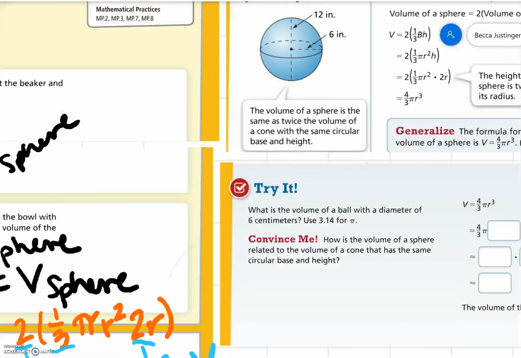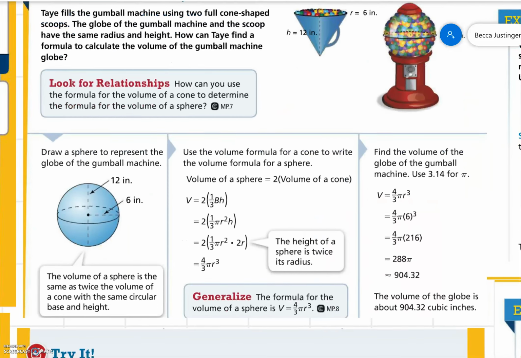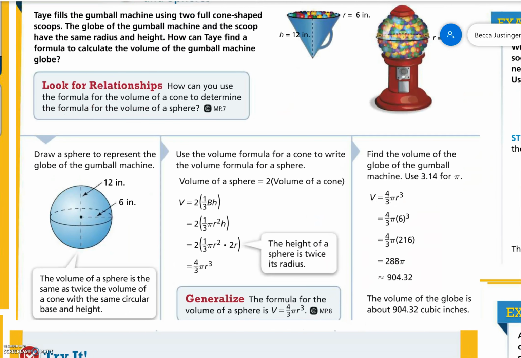All right, example number 1. Tay fills the gumball machine using 2 full cone-shaped scoops. The globe of the gumball machine and the scoop have the same radius and height. How can Tay find a formula to calculate the volume of the gumball machine globe? So like I just told you, the formula for a sphere is 4/3 pi r cubed.